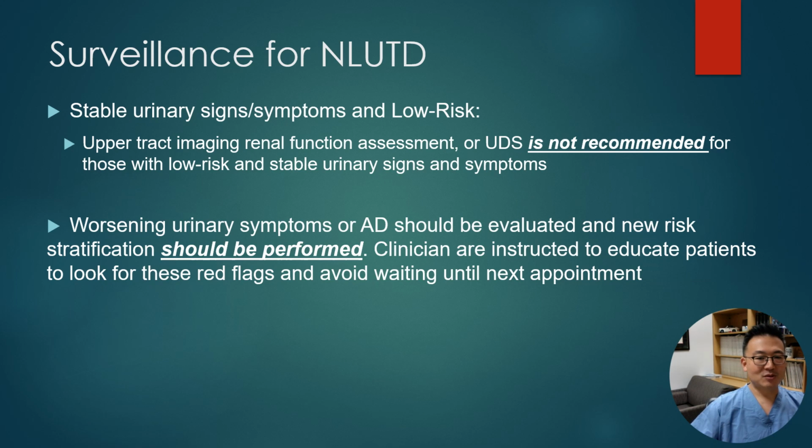Anyway, when we talk about surveillance for neurogenic disease, in low-risk disease, for patients with stable urinary signs and symptoms, as we mentioned before, and no significant post-void residual and no other significant symptoms, you really don't need upper tract imaging or urodynamics. However, if things do change, if the patients start experiencing worsening symptoms or conditions such as autonomic dysreflexia, the patient should be reevaluated. New risk stratifications should be performed. And clinicians are instructed to educate patients to look for these red flags and avoid waiting until the next appointment.